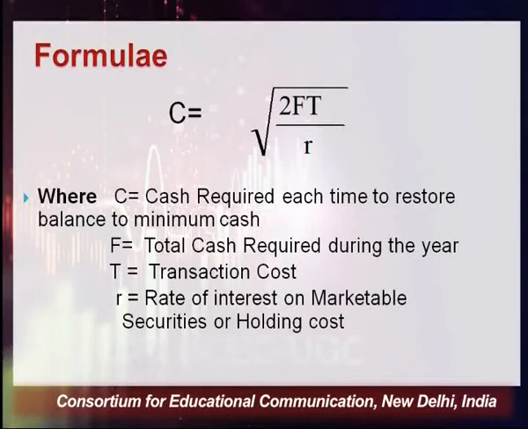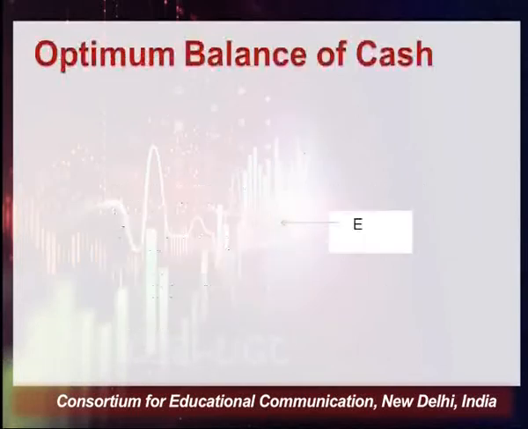Just like the formula of EOQ, where we had under root 2AO divided by C, that is ordering cost divided by carrying cost, here also we have under root 2FT divided by R, where F is total cash required during the year, T is transaction cost, and R is rate of interest on marketable securities or holding cost.